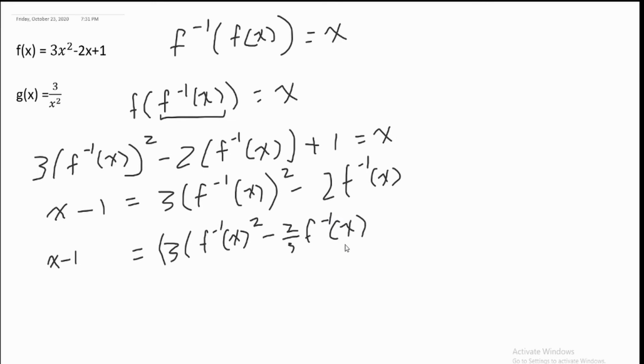Now we want to add something to this so that we can make this a perfect square. What we do is, recall, it's b over 2a squared. We add that, b over 2. Our b is 2 over 3. Well, -2 over 3, but we have to square it at the end. So we just add in 4 over 9 in here.